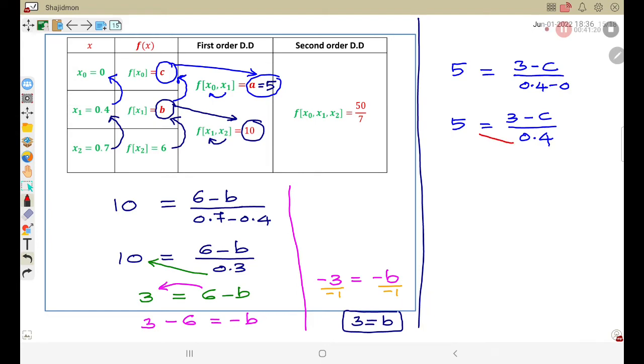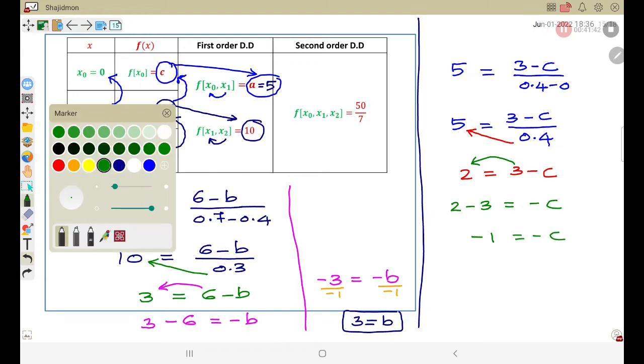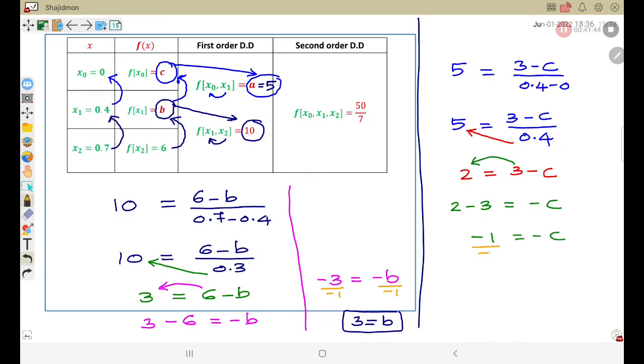Now cross multiply 0.4 here. 5 multiplied by 0.4 means 2 equals 3 minus c. Now 3 take to the other side, so 3 coming to here means 2 minus 3 equals minus c. 2 minus 3 means minus 1 equals minus c. Both sides divide by minus 1. So you will get what is the c number? c equals 1, correct? Minus minus cancel. So c equals 1 here.